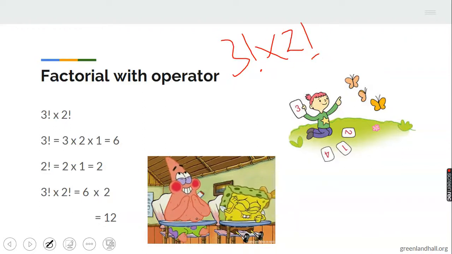SpongeBob and Patrick, you guys are just smiling. I know you know it's very easy, right? Good. So you can smile like them as well.